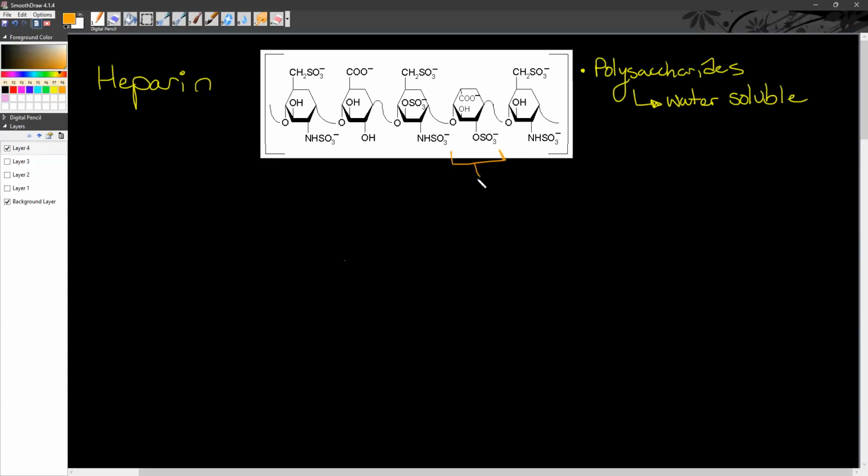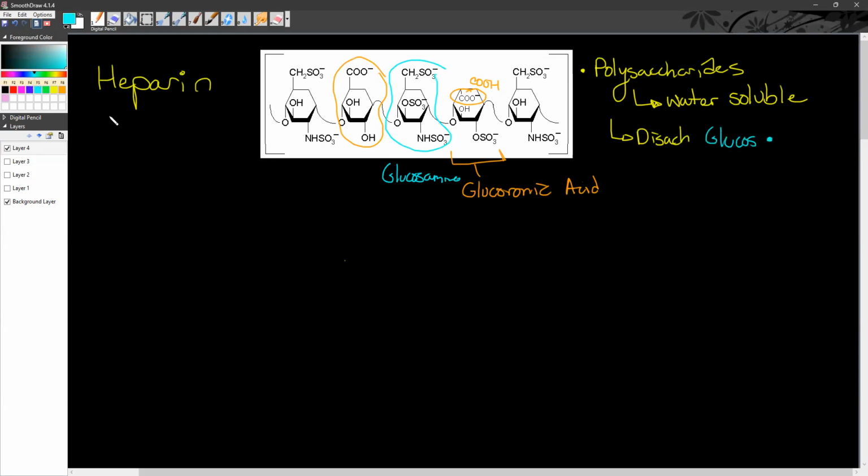First is we have the glucuronic acid. So we have the glucuronic acid component. And you can identify the glucuronic acid because we can see that we have that COO minus, or sometimes it might be written as COOH, right? And so you can see that we have another glucuronic acid moiety right here. What is connected to every glucuronic acid is this glucosamine. And so what you end up getting is a disaccharide stuck together, where we have the glucosamine bonded to the glucuronic acid.